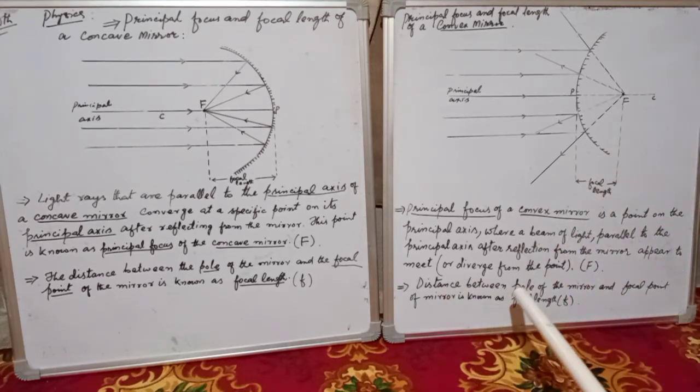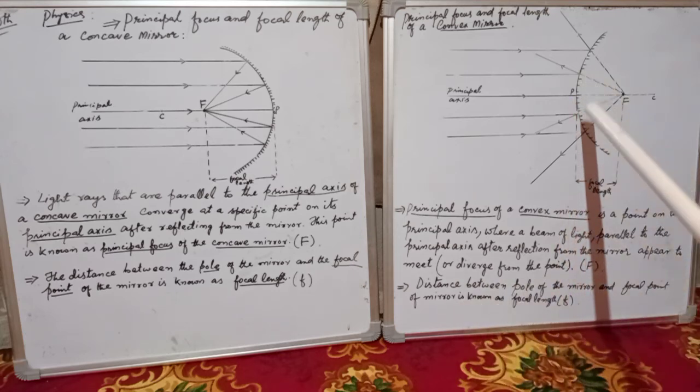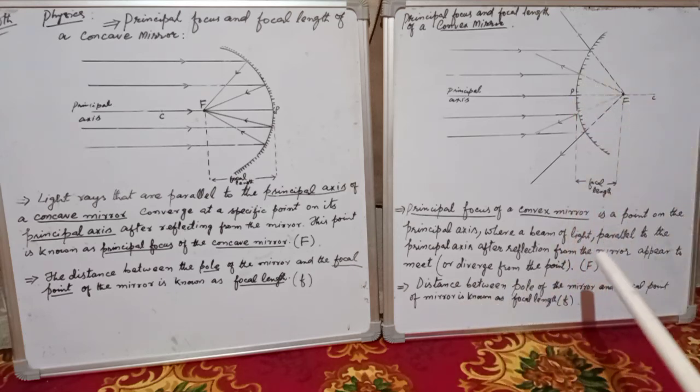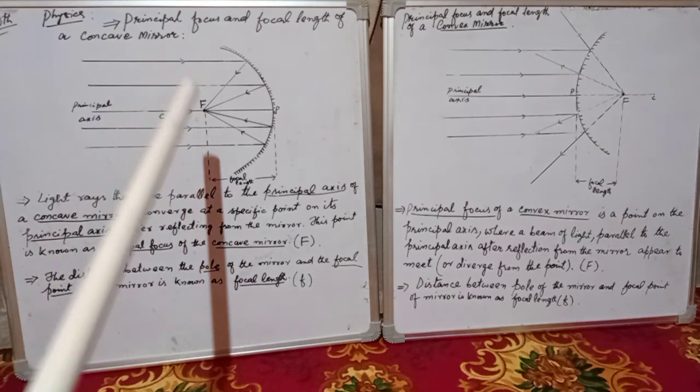Similarly, the distance between the pole of the mirror and the focal point of the mirror is known as the focal length. That is, the distance between the pole and the focal point is termed the focal length, which is represented by small f.